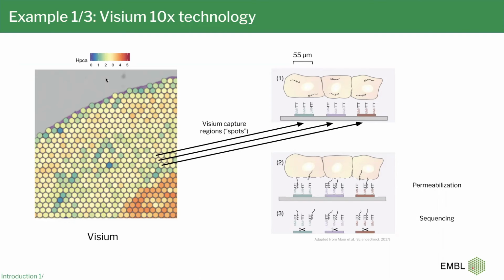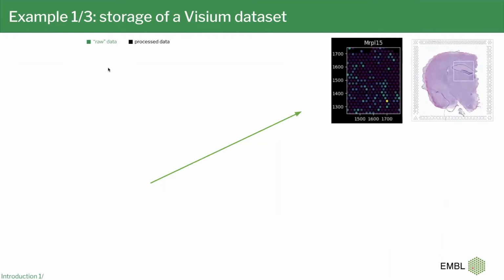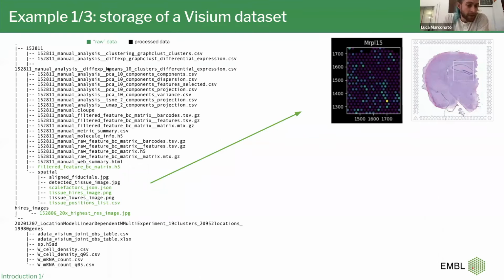And the data looks like on the left. So we have an image in the background, and then we have these circular spots that are annotated with expression information. This is a real dataset. The data may look like this. And here in green, I put what is raw data, or closer to the raw form of the data. And then in black, there is processed data. And in a spatial representation, we want all of this. But let's focus on the green ones. The green files are the ones that allow you to reproduce the plots on the top right.